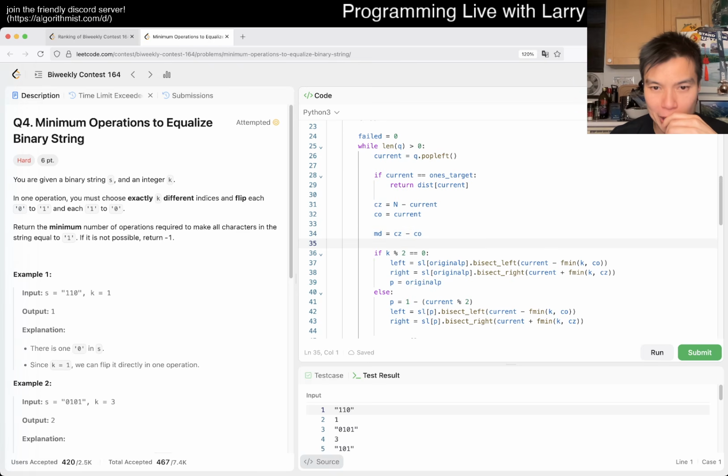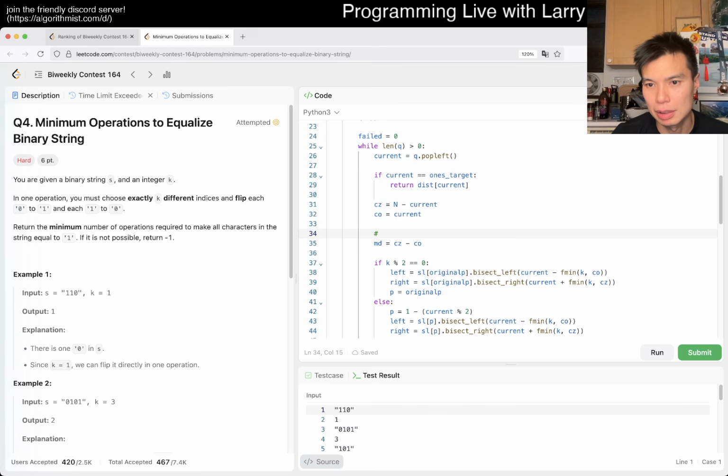Okay, so for binary search, do we move a lot of things? So what does this mean? There's 2 of them. The other one is going the other way. So it goes from current minus CO to current. That's the number of ones. So what about the number of zeros? The number of zeros is going to be. Man, at this point, I should have drawn it out a little bit.